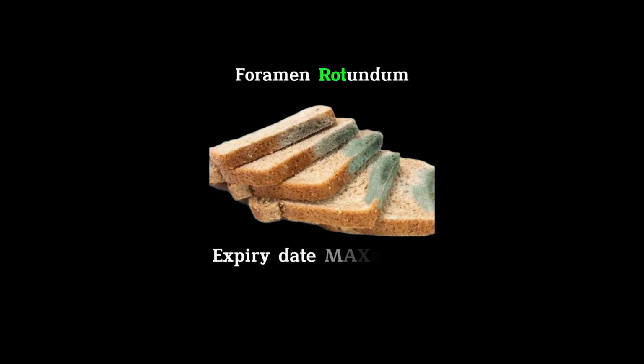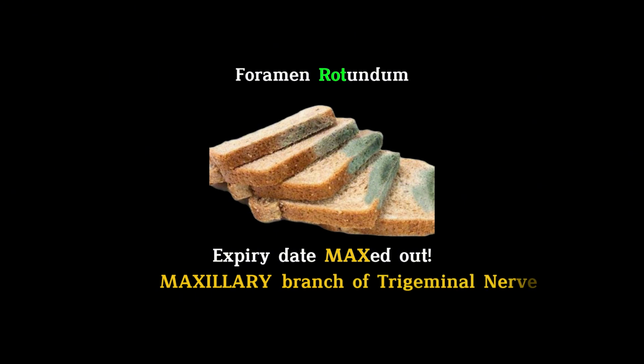Next is Foramen Rotundum. The keyword for mnemonic here is rot. Food gets rotten when expiry date is maxed out. Max here reminds of maxillary branch of trigeminal nerve. So it is the maxillary branch of trigeminal nerve that passes through Foramen Rotundum.